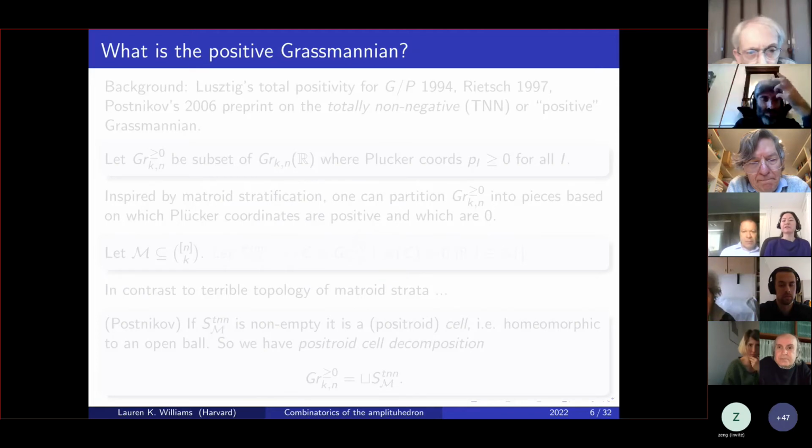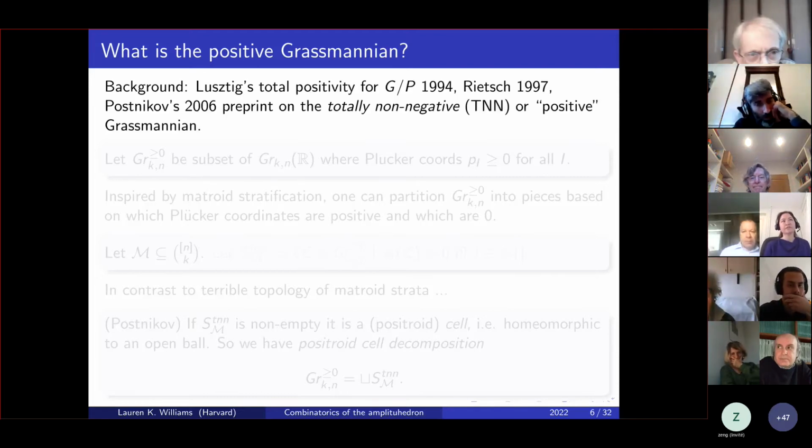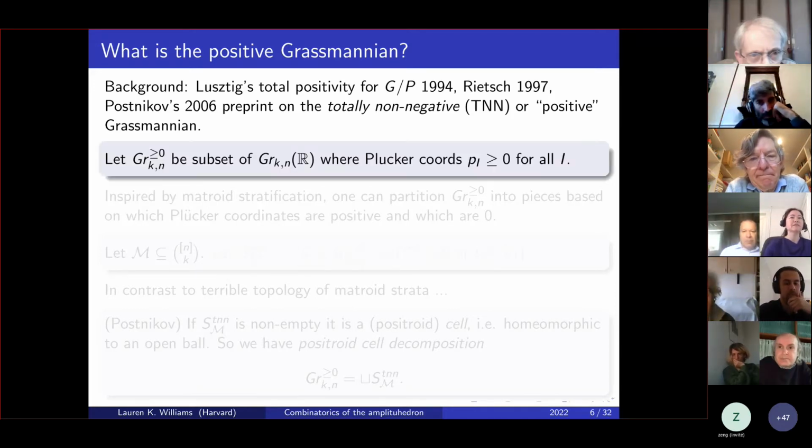Okay, so now I want to say a few words about what happens if you look at the objects we've defined already and put an additional adjective, positive, everywhere. The background dates back to Lusztig's theory of total positivity for partial flag varieties, also work of Rietsch around the same time, and then a beautiful 2006 preprint of Postnikov on the totally non-negative or positive Grassmannian. The notation will be Gr(k,n) greater than or equal to 0. I'll informally call it the positive Grassmannian, and it's the subset of the real Grassmannian where Plücker coordinates are non-negative for all I.